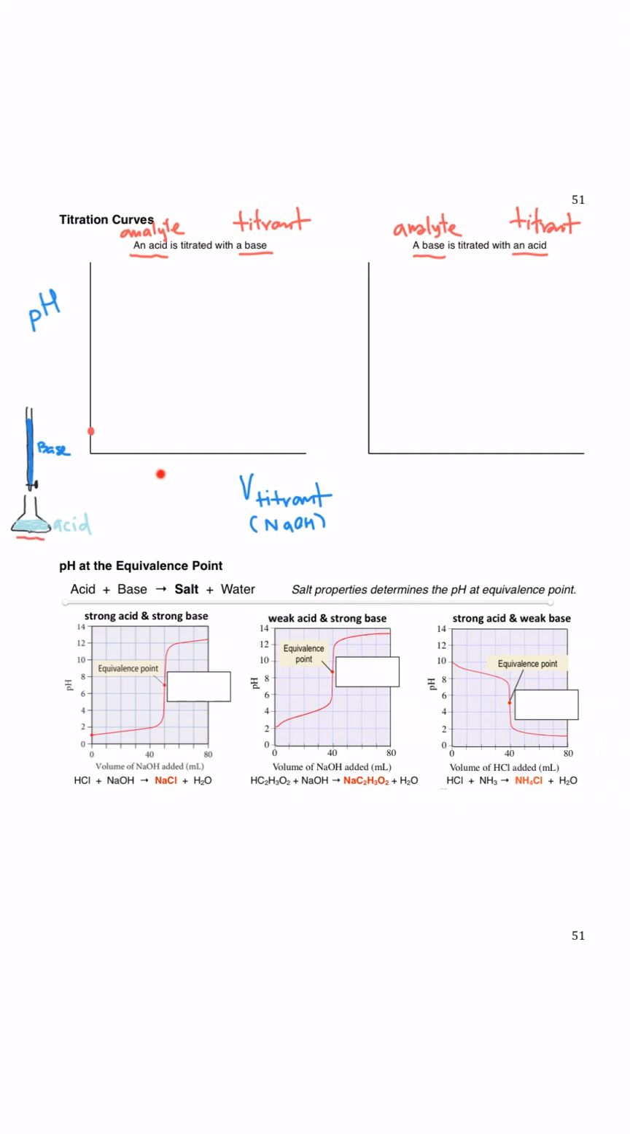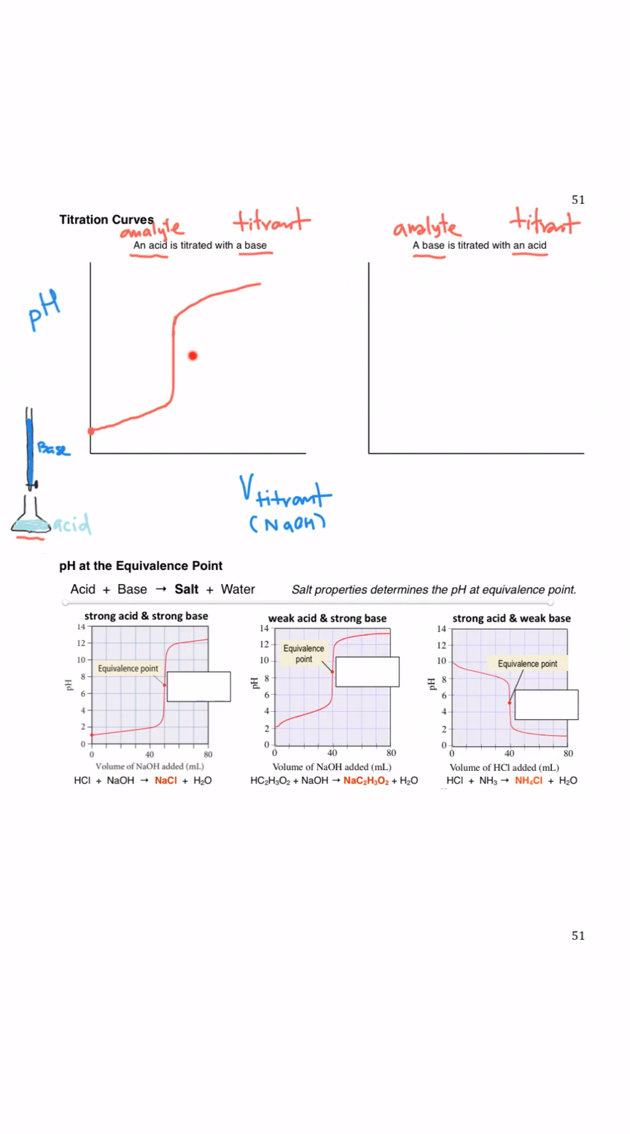And as we keep adding more of the base, as the volume of the base increases, or when we add the titrant into the flask, you are going to observe the pH increasing until it reaches the equivalence point. At the equivalence point, the pH will increase the steepest. And beyond the equivalence point, when we have excess base, the pH will continue rising.